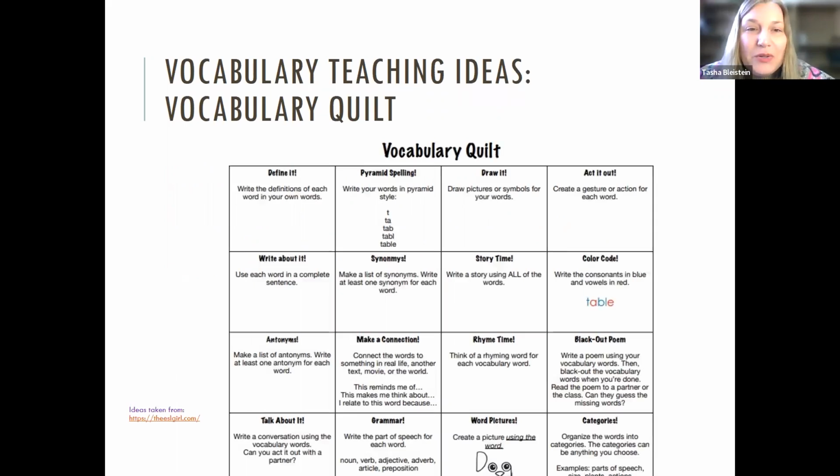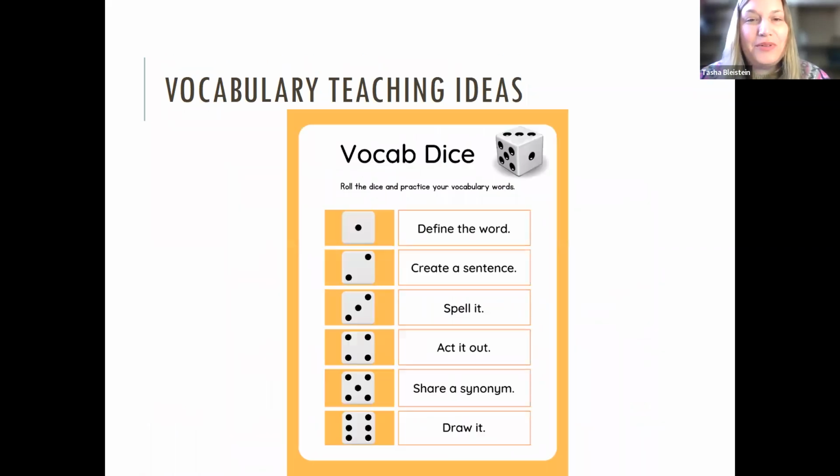The vocabulary quilt is another idea, and you could create your own quilt. I borrowed this one from a website called the ESL Girl, and she has a choice activity. So you give the learners the words and then they can choose what they want to do with it, like define it, draw it, act it out. Just a fun way to interact with the words.